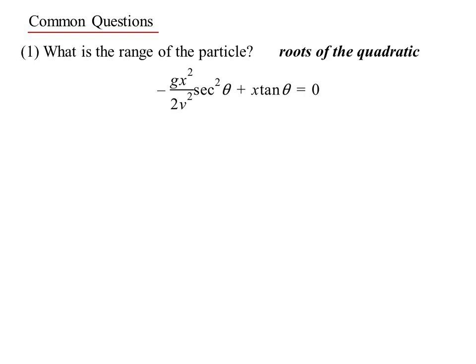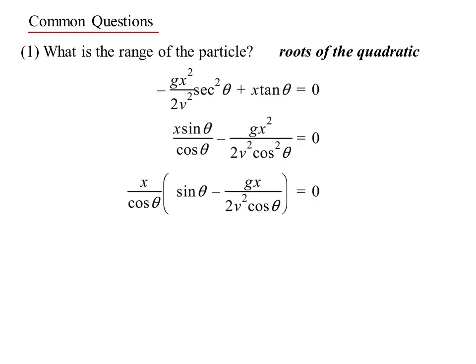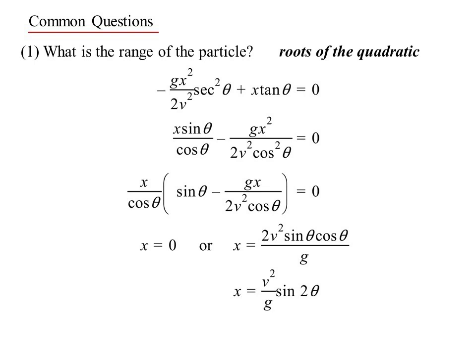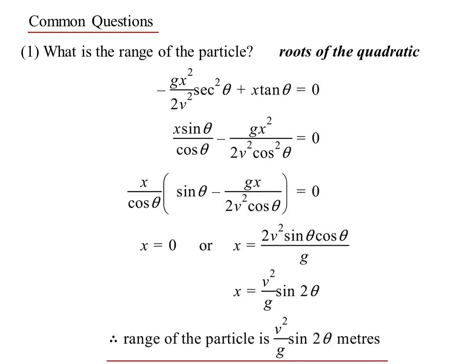If I was to play around with this, I could eventually get two possible answers. One would be x equals 0, which makes sense if we're projecting from the origin, and the other would end up being 2v squared sine theta cos theta on g. And you might remember yesterday we came up with something similar in one of our examples. I think it was u instead of v, but it was basically the same thing. So x is v squared on g sine 2 theta. If I use the double angle result, I could tidy that up even more.